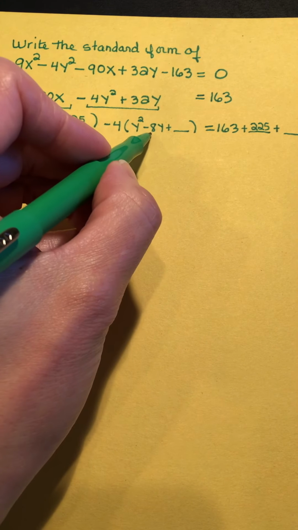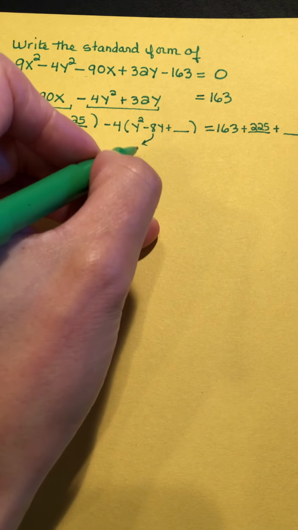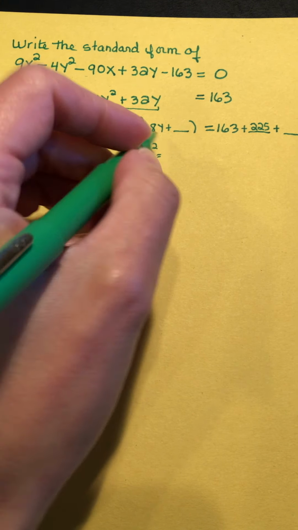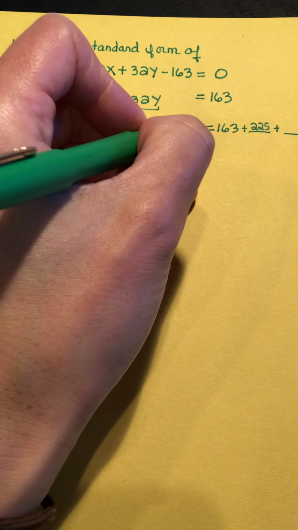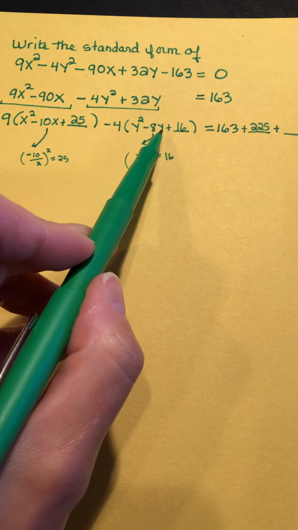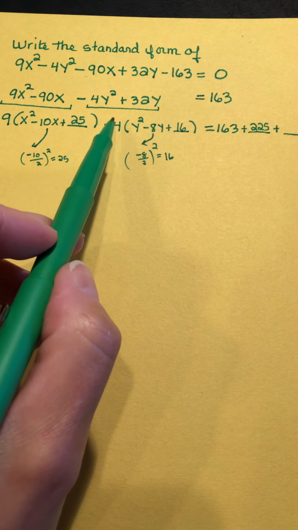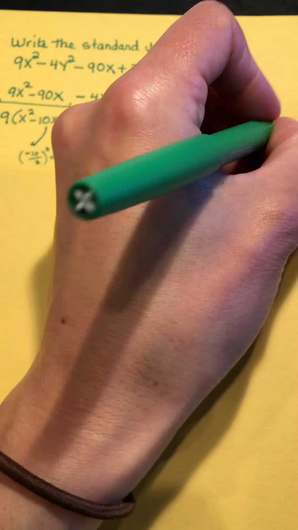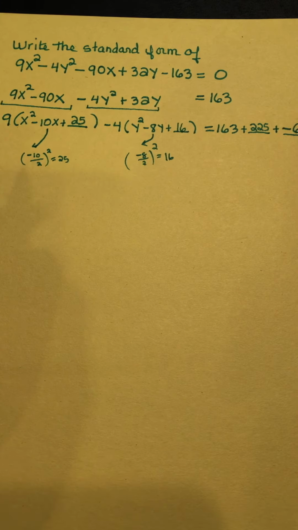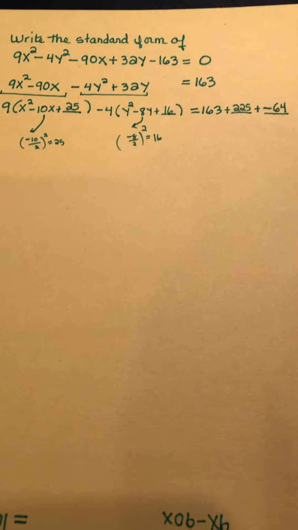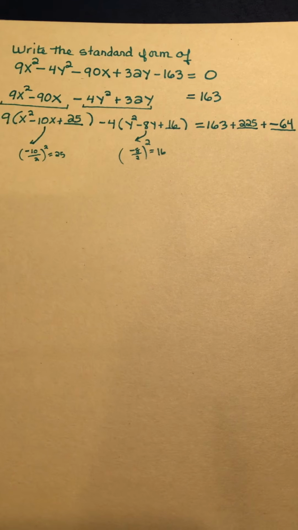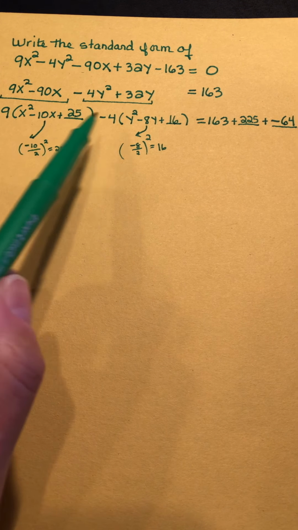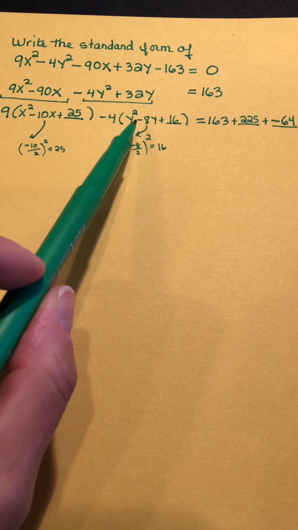Okay, so then I'm going to take the negative 8, divide by 2, square it. And that's going to give me 16. But again, instead of adding a 16 to the right, I really need to add negative 4 times 16, and that's negative 64. Okay, so just to recap, what you want to make sure you're doing is organizing all the terms and factoring out the coefficients in front of the x squared and y squared.